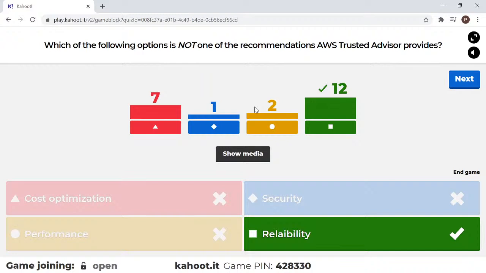Yes, reliability is the right answer. It is not one of the recommendations that is provided by AWS Trusted Advisor. The 5 areas are cost optimization, security, performance, fault tolerance, and service limits. Moving on to the next question.